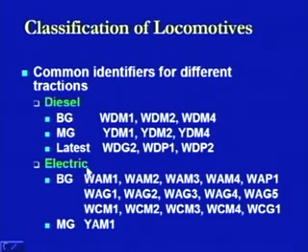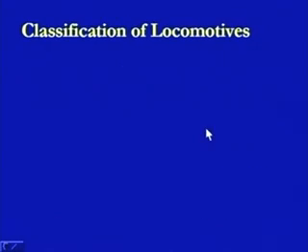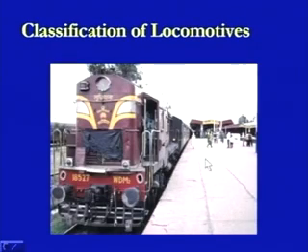In the case of the electric locomotive, similarly, if we look at the broad gauge condition, we have WAM, we have WAP, we have WAG, or we have WCM or WCG. Likewise, different types of locomotives are there, and for meter gauge we have YAM, and likewise. I am not taking all the different combinations which can be there in this case. Just look at this locomotive. In this case, it is already written here as WDM2.